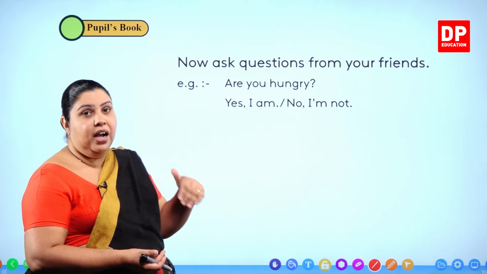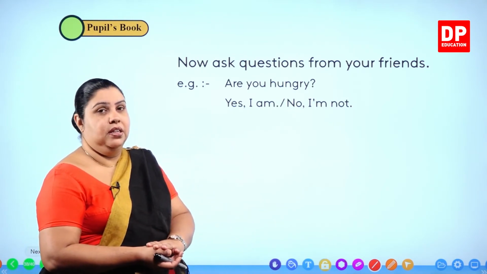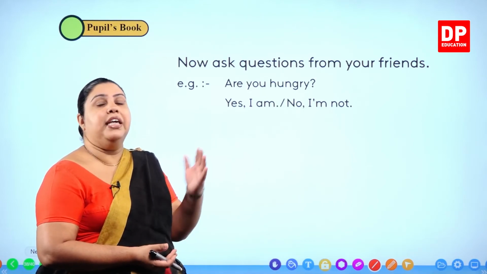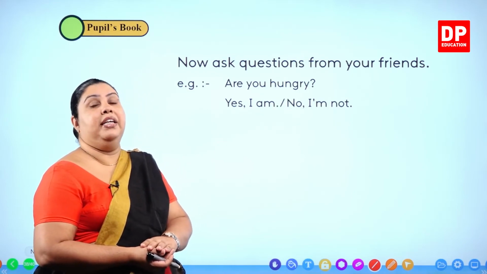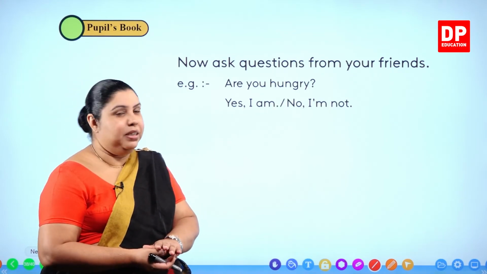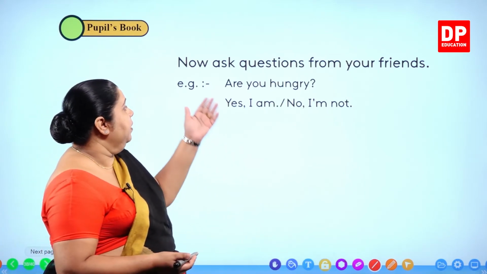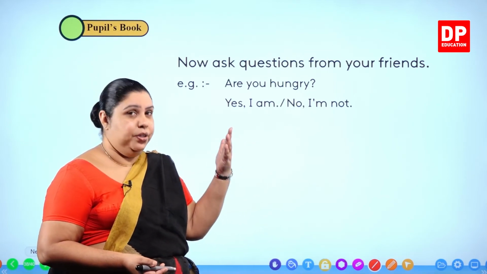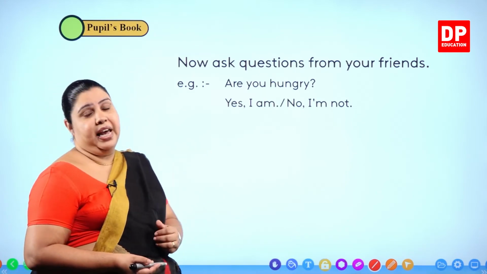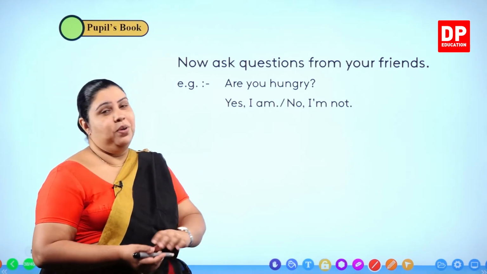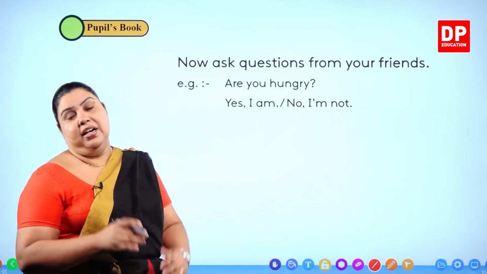Then you can answer saying yes or no, and you don't just say yes or no. We answer nicely. Yes, I am. No, I am not. Right? So how do you ask the question? Shall we say it once again? Are you hungry? And can you see the question mark? Yes, I am. No, I am not. So that is how you ask the question and answer the question.